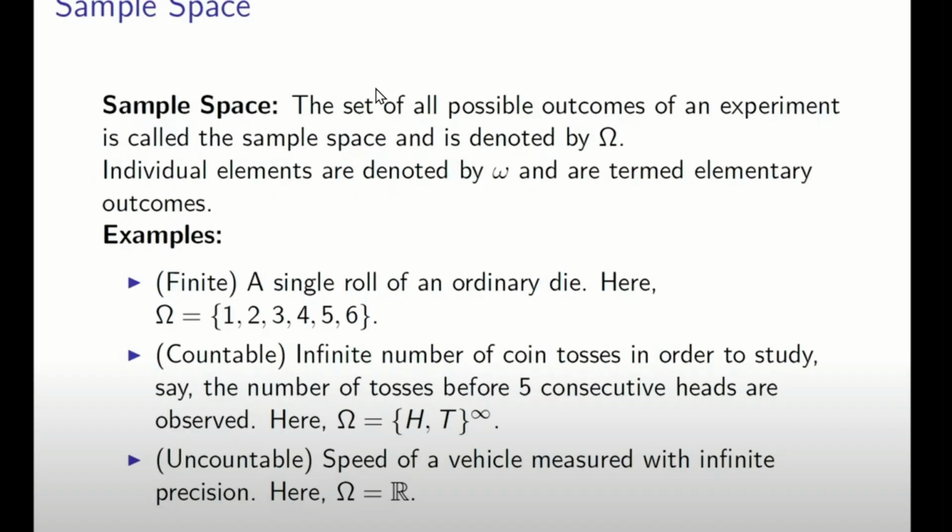The outcomes of a coin are either heads or tails, so it is countable. Coming to the uncountable space, for example, we see the speed of a vehicle measured with infinite precision. Here it means the set is infinite. We can't list the outcomes of the speed of a vehicle measured with infinite precision.